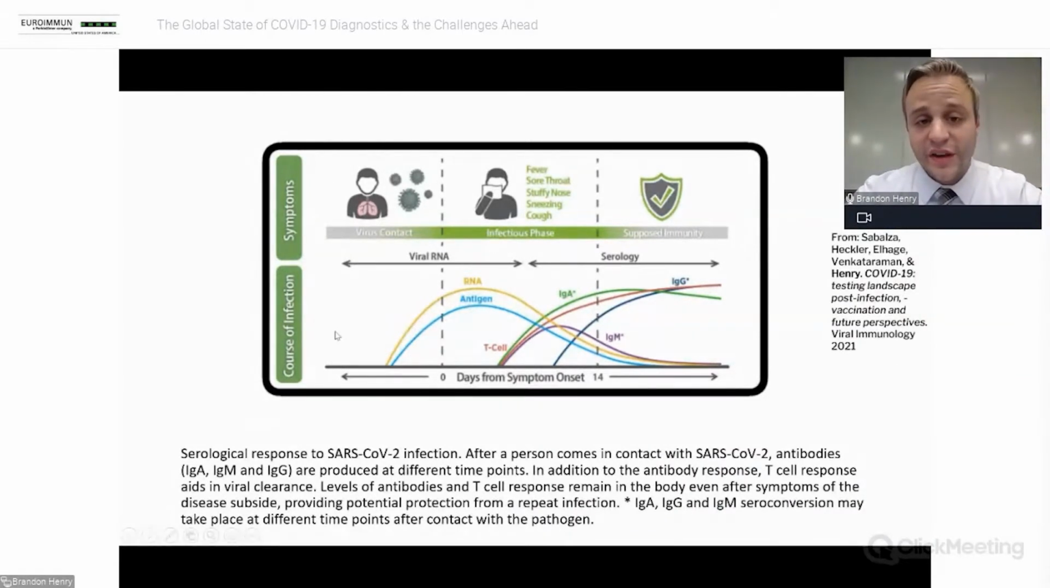during the course of infection. We also have here RNA. We see that RNA is the first thing that we could detect, followed by antigen. RNA tends to persist a little bit longer, it can persist for several weeks in some cases.